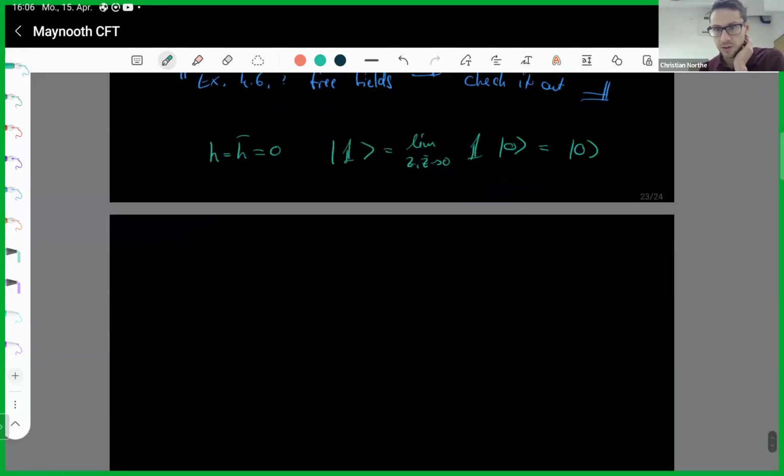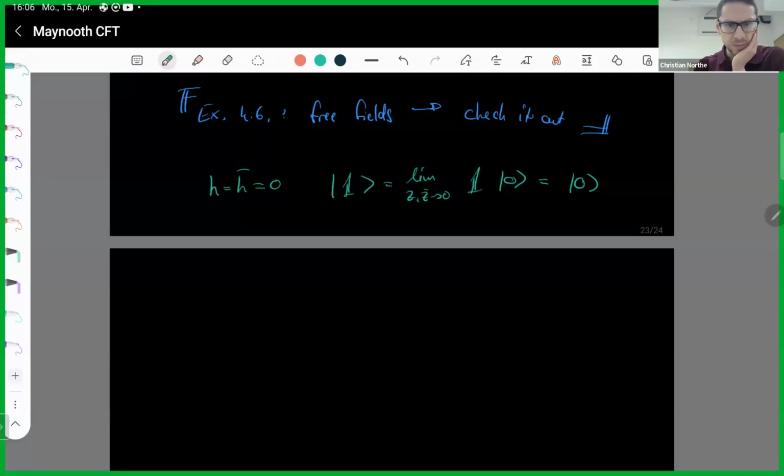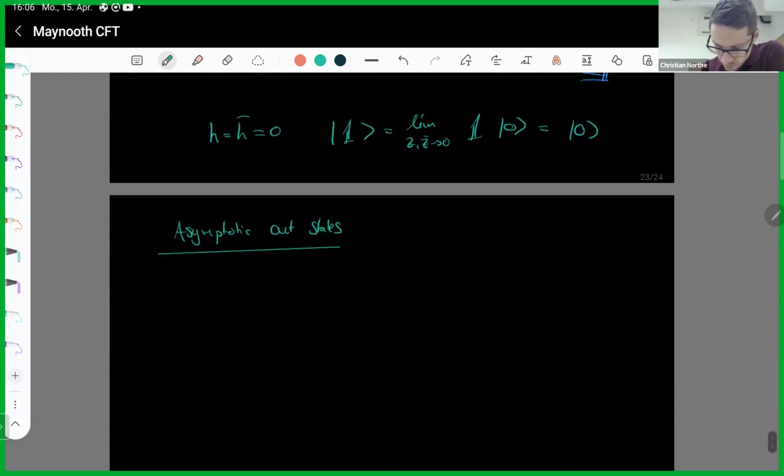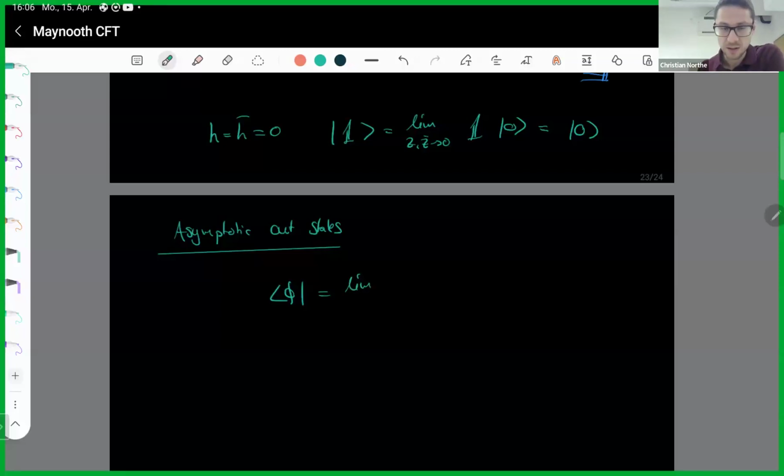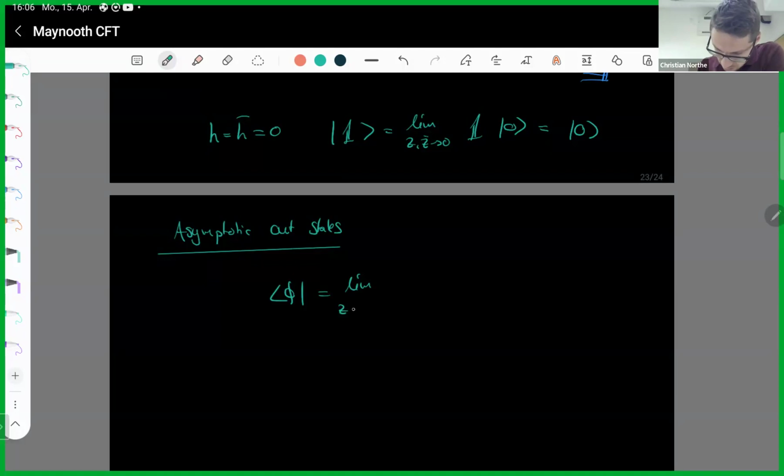This is an example. The other examples are the free fields, and we're going to talk a bit about an example in a minute. Well, maybe not in a minute. We'll see as time progresses. And likewise, you can define asymptotic out states. There are asymptotic out states, which I derive. Here I'm just going to tell you the results, and in the notes I actually give you a motivation for why this definition that I propose here is meaningful, and I derive it.